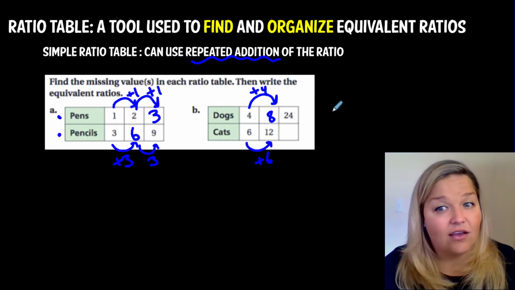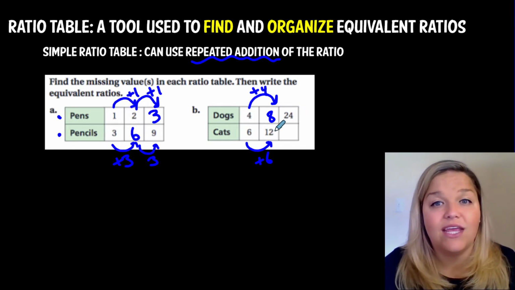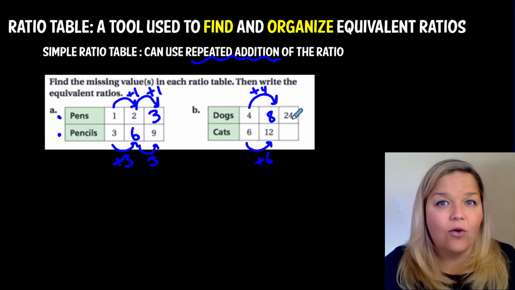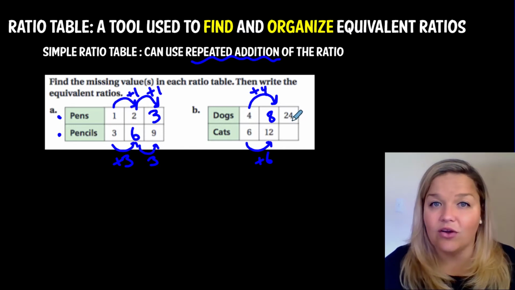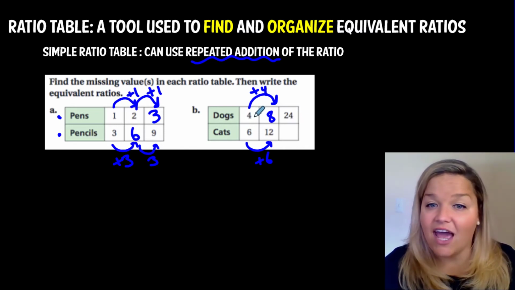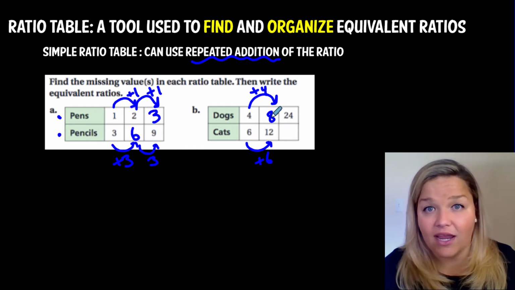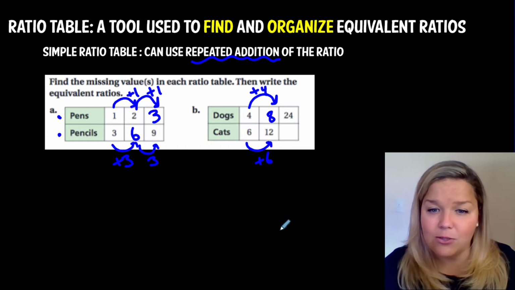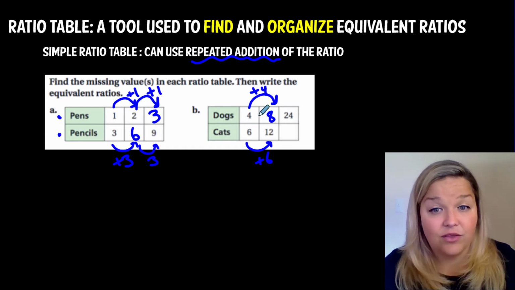I could go off to the side and continually repeatedly add my original ratio until I get to 24, or I could use some concepts that we learned with equivalent fractions. And what I could do is say, can I turn 4 or 8 to create a 24? How can I do that? Well, the good news is both of them can turn into 24.